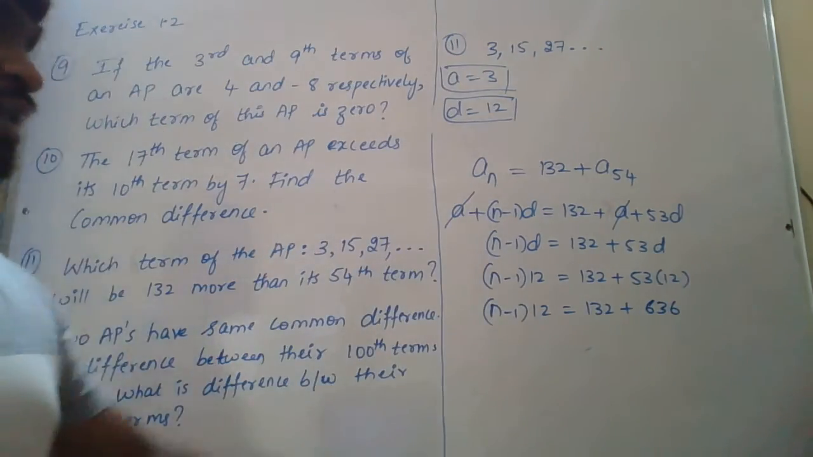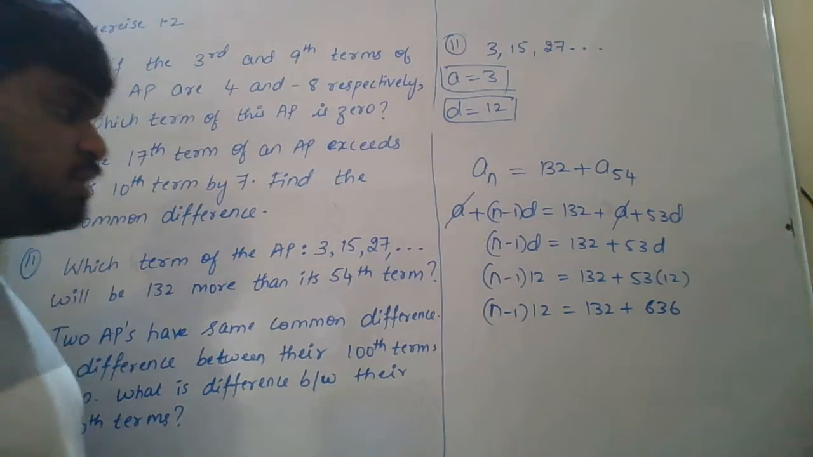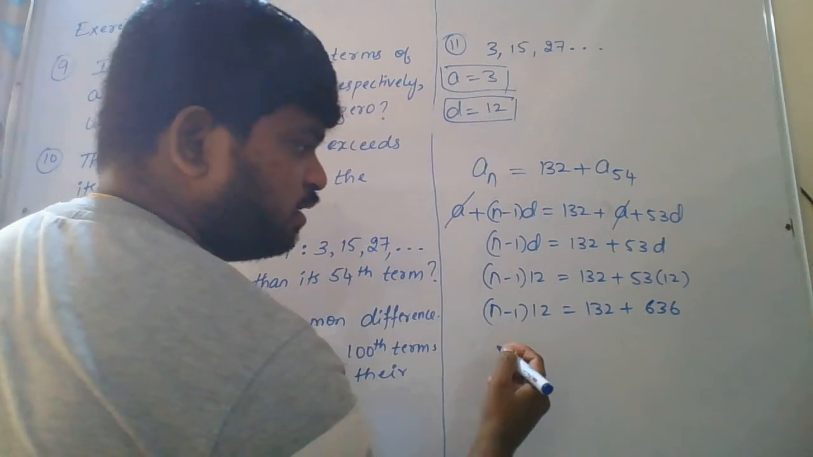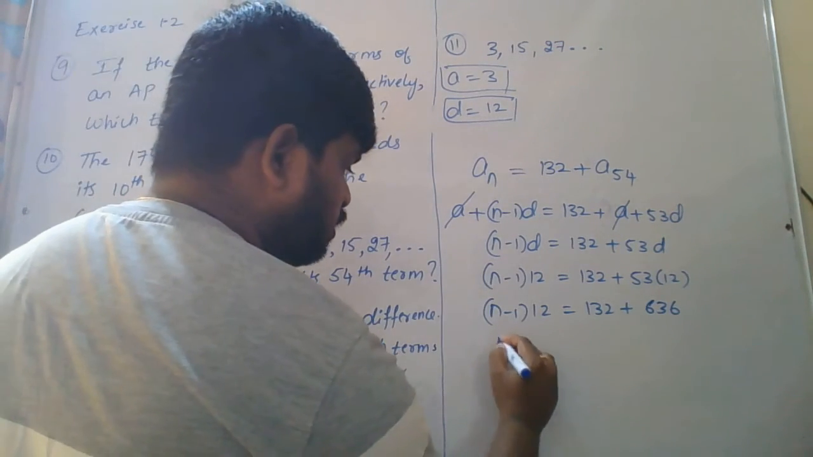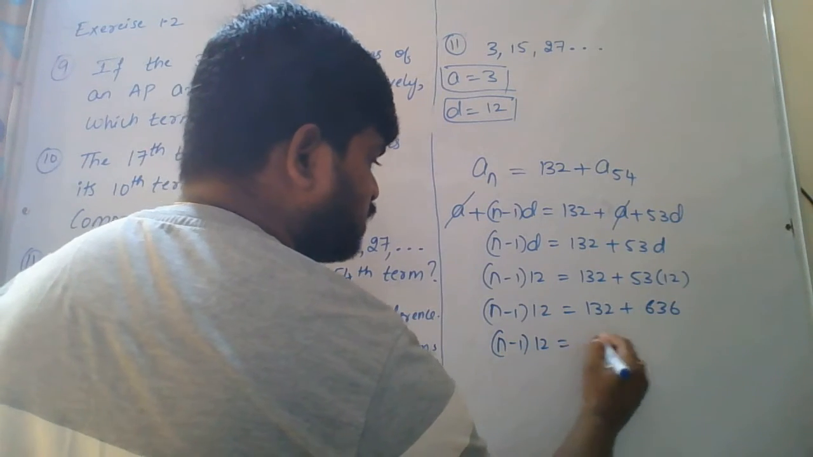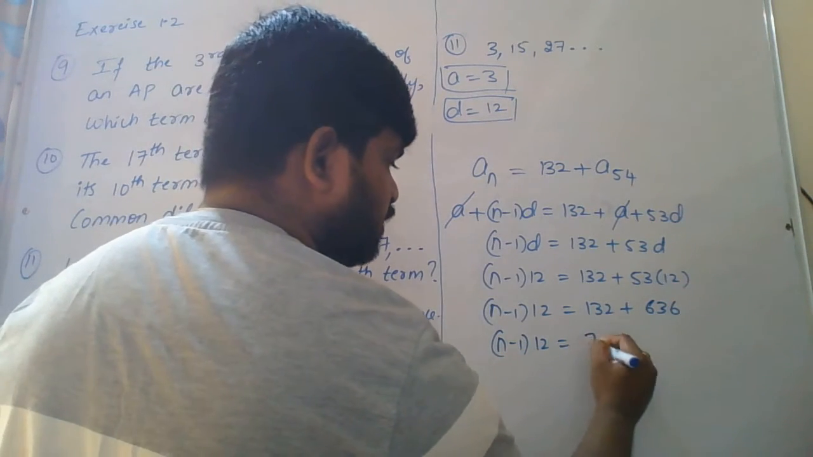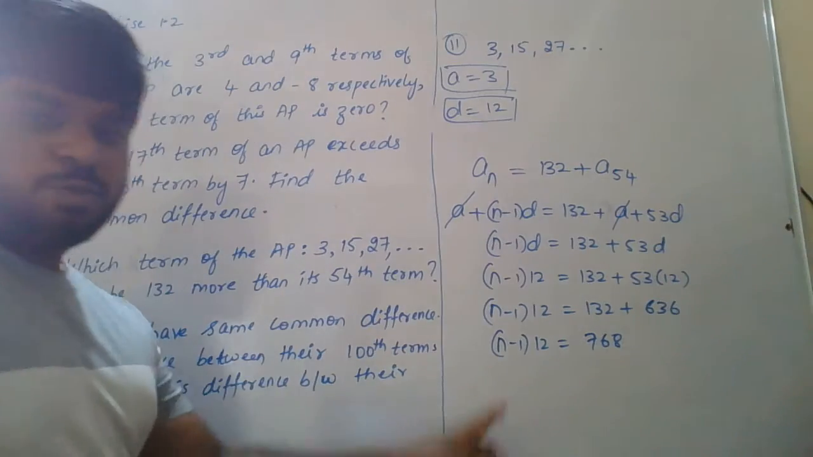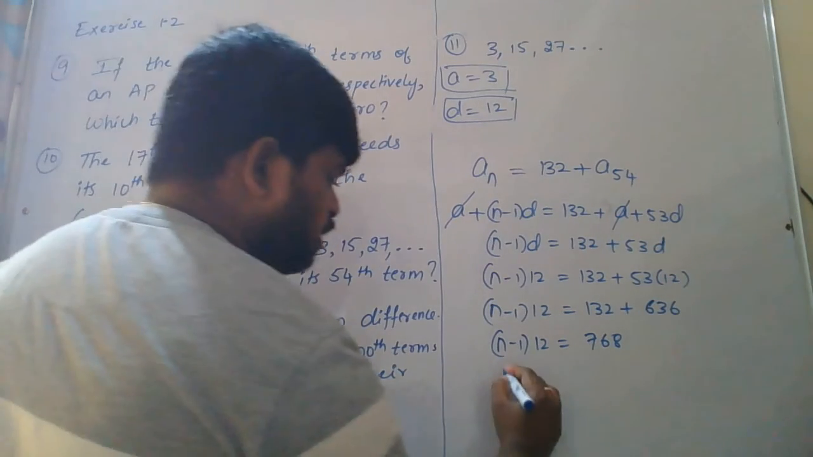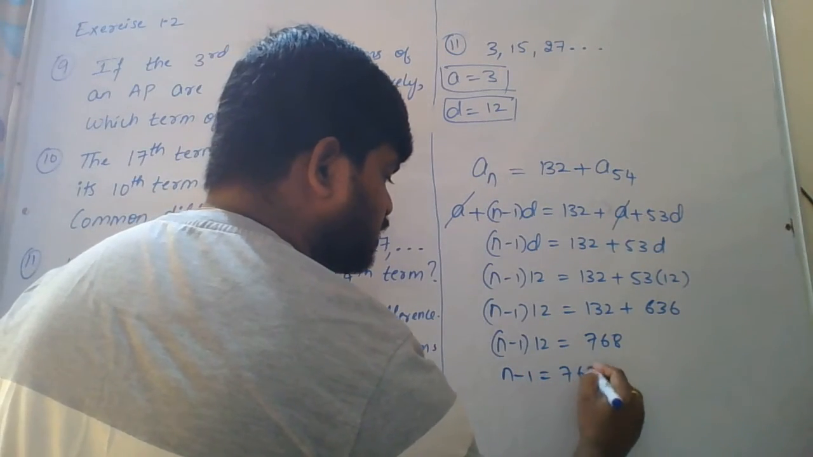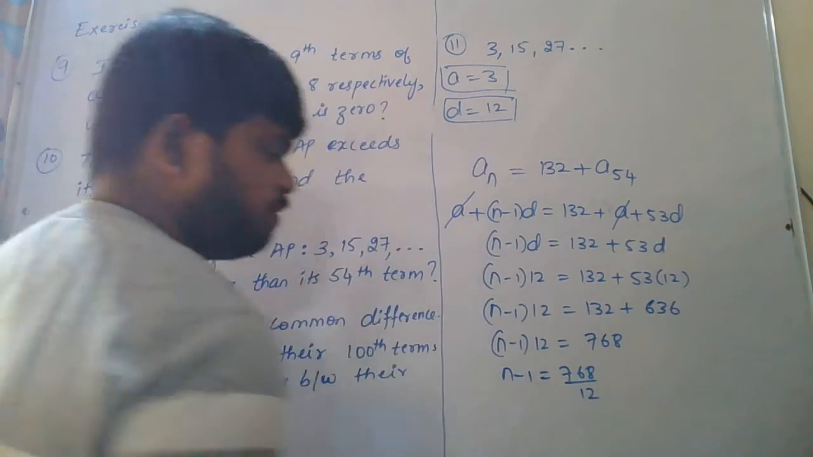636. So let's add 132 plus 636, which is 768. So (n minus 1) into 12 is equal to 132 plus 636, which is 768. Now transpose this 12 to the other side. That is, n minus 1 is equal to 768 divided by 12.